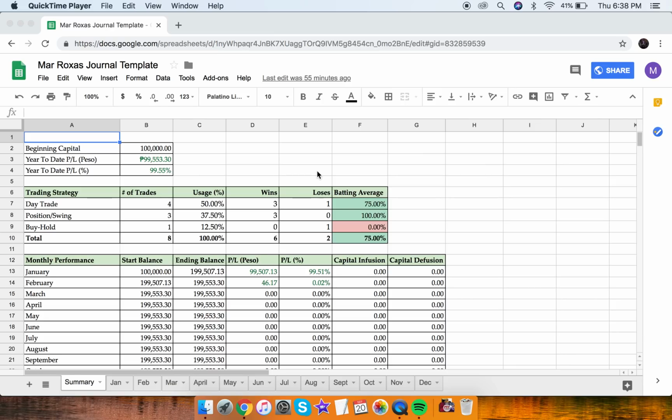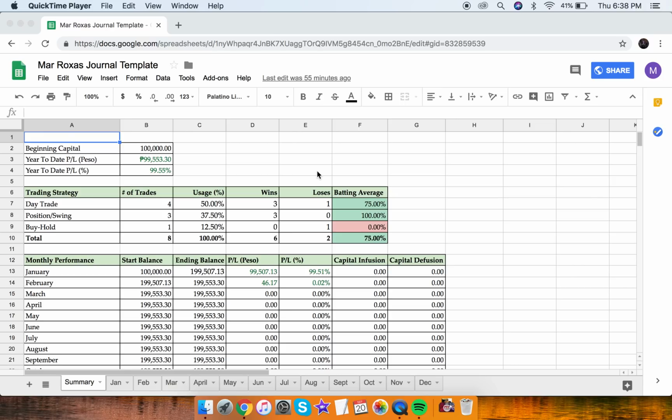Tsaka yung mga embedded formulas that are in the template, pwedeng masira if hindi mo alam kung ano yung formula na yon. Alin sa mga tab na to ang pwede mong galawin, alin sa mga tab na to yung hindi mo pwedeng galawin. So, ngayon, nilinis ko muna yon.